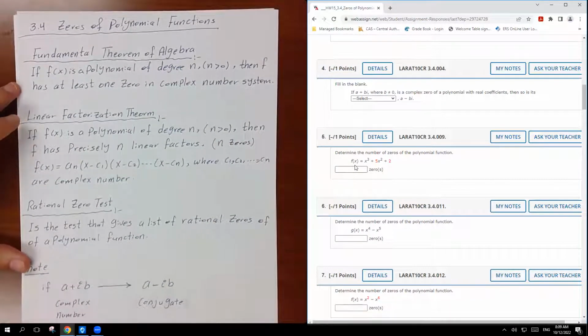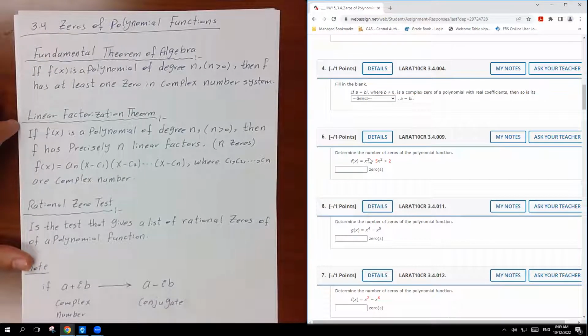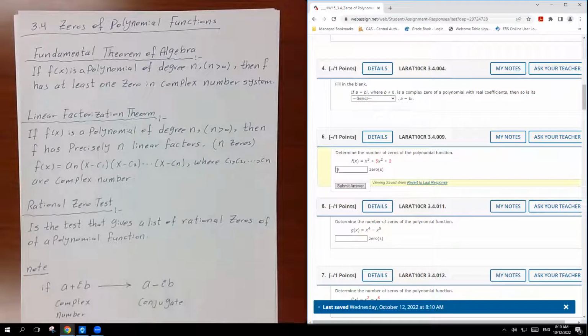So if you look at this example 5, determine the number of zeros. They're asking how many zeros you have here. The degree of the polynomial is 3. That means we have 3 zeros or 3 factors, because remember, I told you zeros and factors are the same thing, the solutions. So the degree for this polynomial is 3, which means we have 3 zeros.